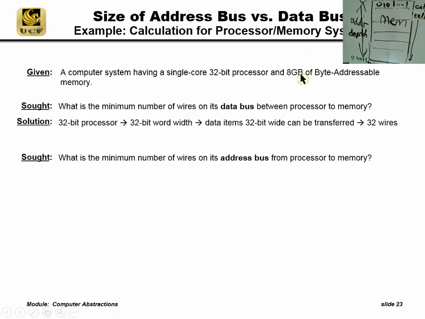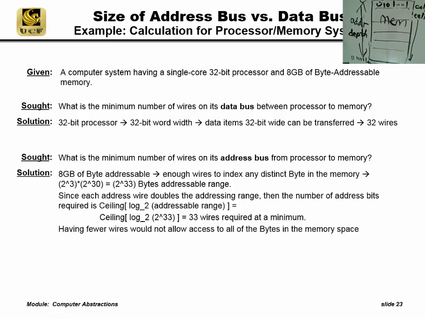Without a calculator, we're going to see the solution in a minute, I can use the exponent rule, which we showed you last time. I know I need at least 33 wires on that address bus. Okay, 33 wires at a minimum. Let's look at the math. 8 gigabytes of byte addressable memory means enough wires to index any distinct byte within that memory depth. So I have 8 is 2 to the 3 and giga is 2 to the 30. It's byte addressable, which means there's a 2 to the 33 bytes addressable range.